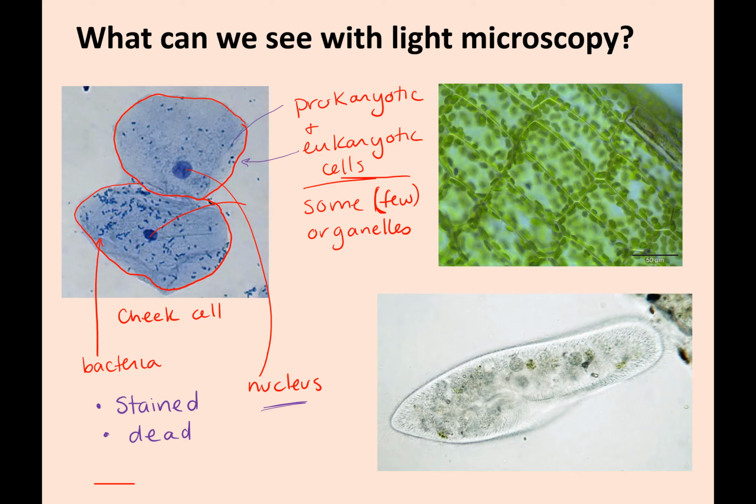You can also look at live cells. So in the example on the right, this is a plant cell. I'm outlining a single plant cell. Here's another one. They kind of look like bricks. So this is plant, and these green little globs, those are chloroplasts.